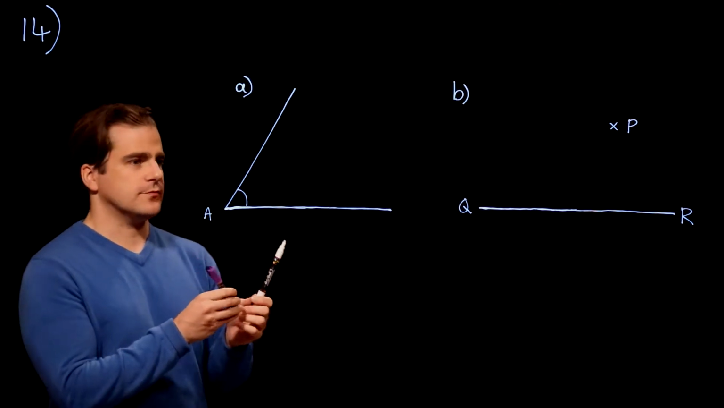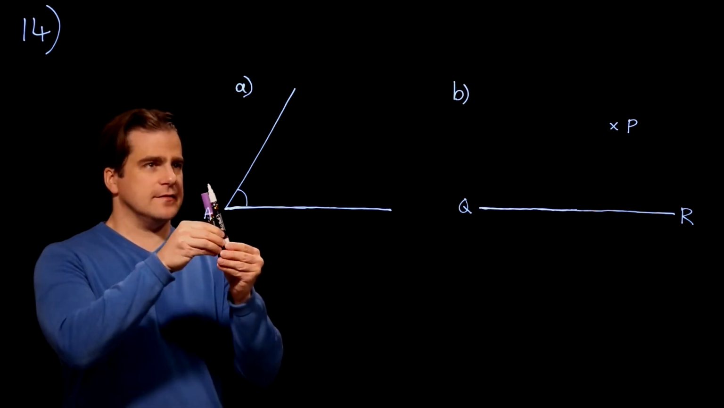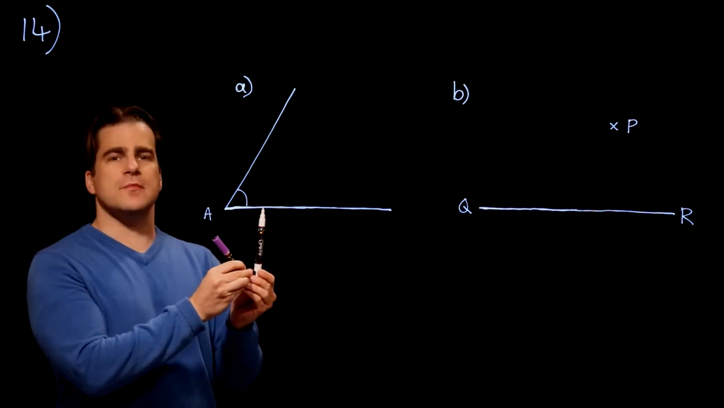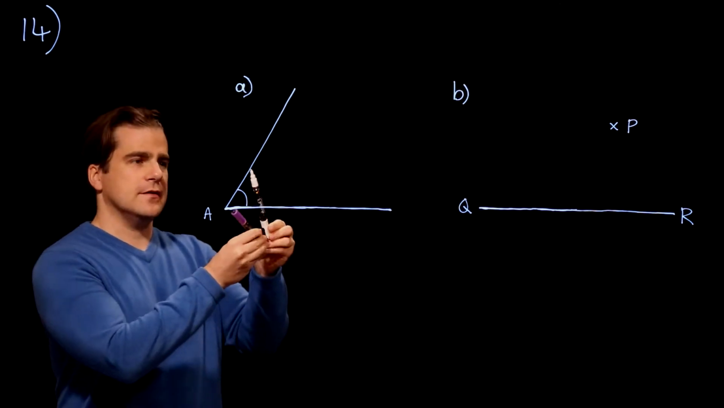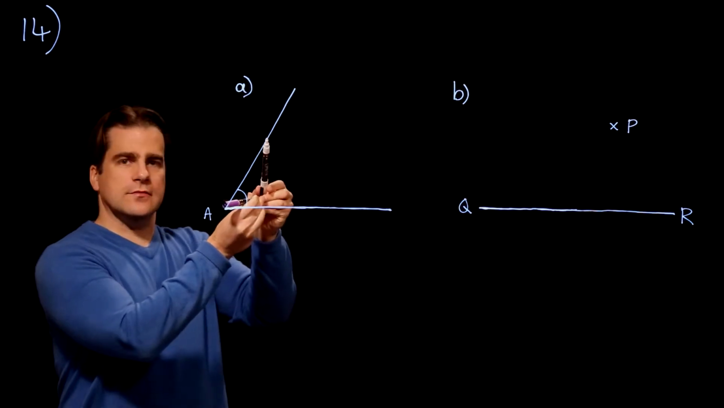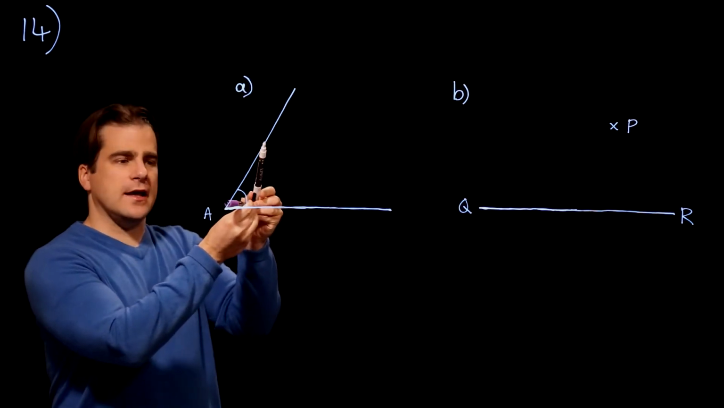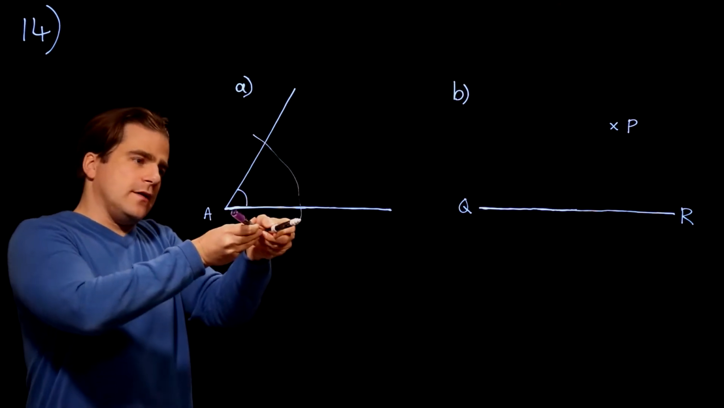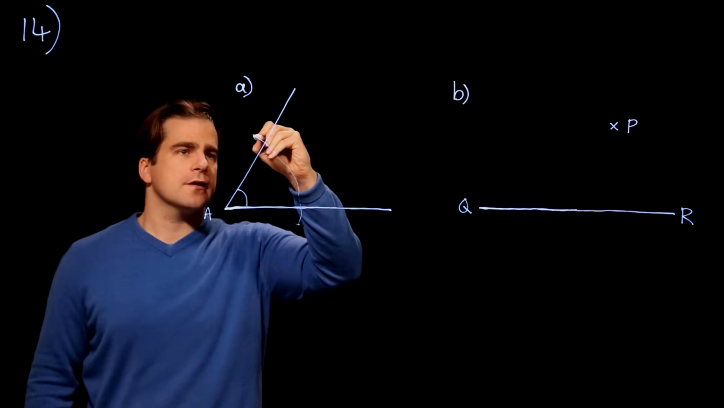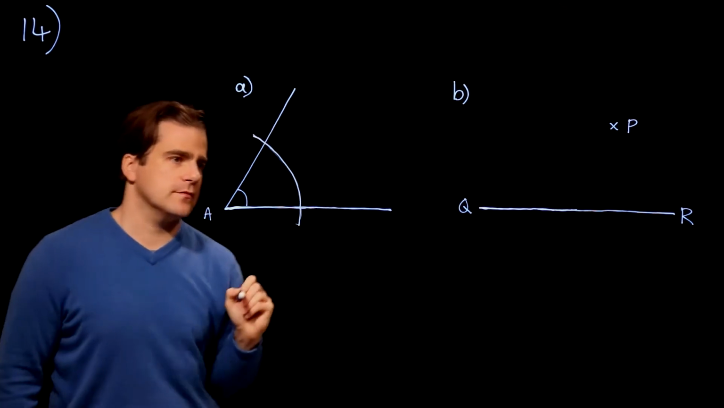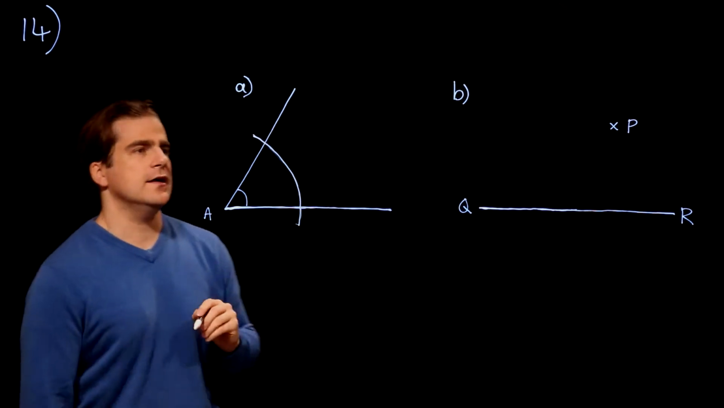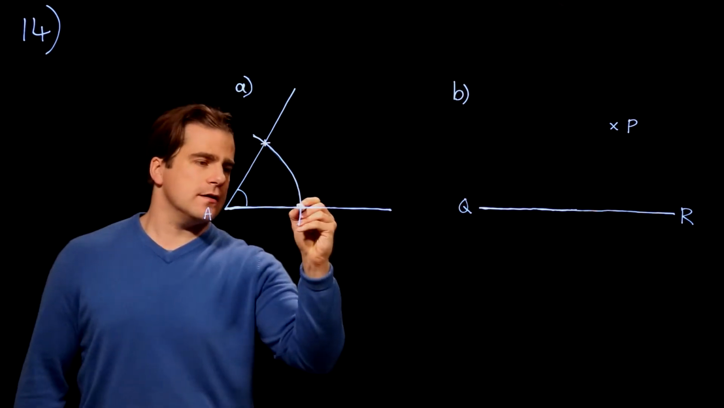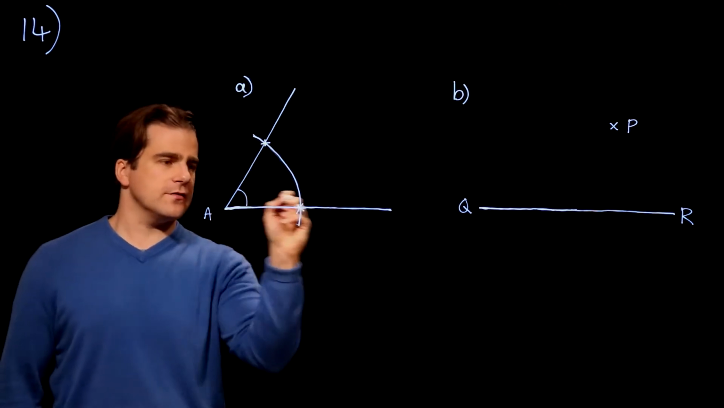What you do is set the compass at an arbitrary distance. By arbitrary, I mean just some distance, okay? Something like that is good. Stick the spike in at A and draw an arc that cuts through both lines, like that. So what you've done there is create 2 points here and here that are the same distance from A.